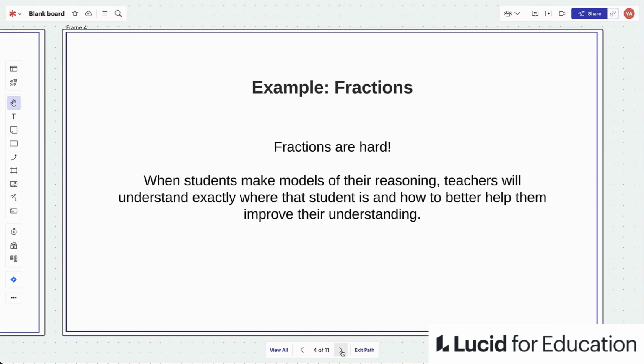I do want to give some examples. Fractions, we teach fractions over several years in elementary school, and it's really hard for students. And so I'm going to show you some ways that students use Lucid to reason about fractions.